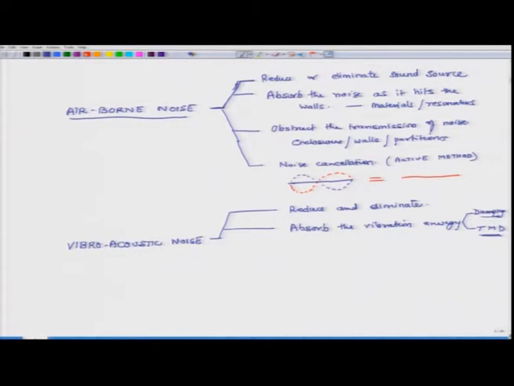As you see, the methods are the same. Here we have talked about reduce and eliminate, same thing here, but the difference is in the details. The second one is absorb, and this one is also absorb. The third one is again obstruct, transmission of vibrations.